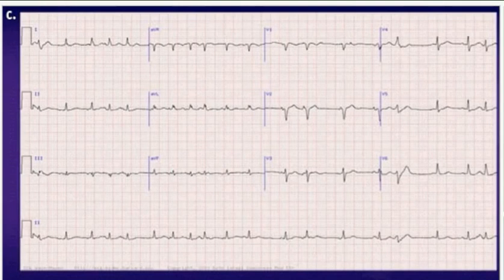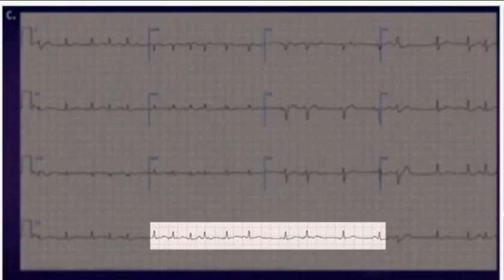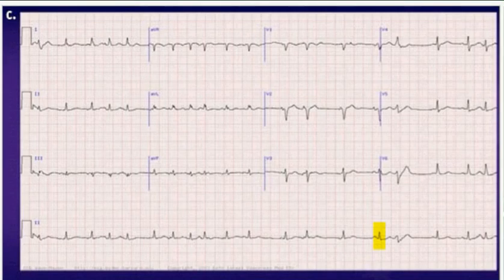Do you see P waves? Why, there are several P waves. That's a little P. That's a P too. Choice C has P waves, but they don't look alike. If you have P waves, it's not supraventricular tachycardia. You have P waves, but they look different from beat to beat.